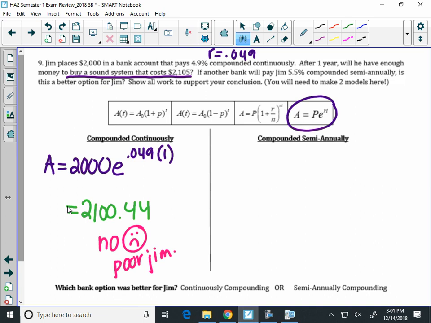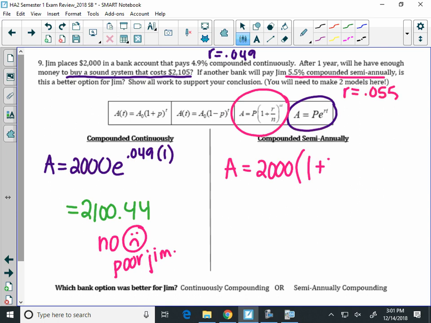However, Jim has another bank that he's trying to compare. So the first bank he went to isn't going to work for him. Now he's going to try bank number 2. That gives you interest at 5.5% compounded semi-annually. So that's going to be this formula right here, the compounded over certain intervals formula. All right, so our principal is still $2,000. He's checking this bank out now. We'll have 1 plus, our interest rate here is 5.5%, which is 0.055.